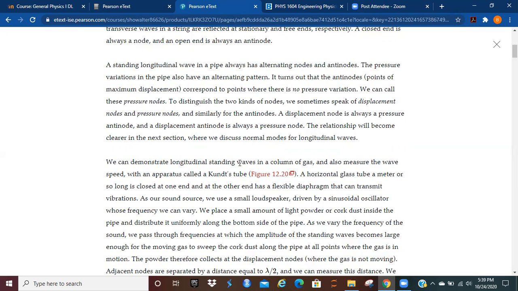Okay. And similarly for the antinodes. A displacement node is always a pressure antinode, and a displacement antinode is always a pressure node. So they have an inverse relationship there. The relationship will become clear in the next section.